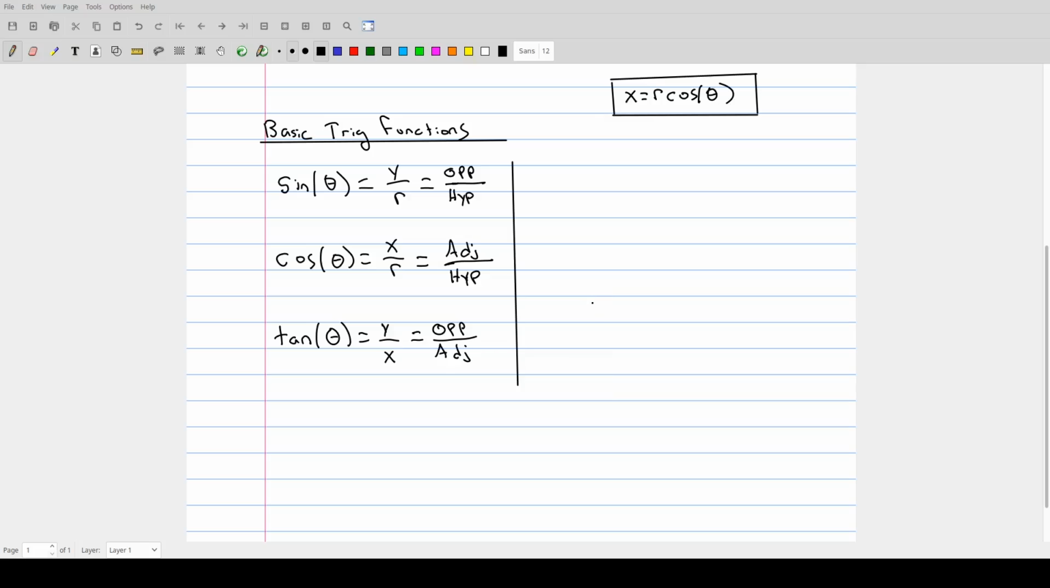And so these are the three very basic trig functions, and we have three that are slightly more complicated, but are also very, very useful. The first one we call cosecant of theta, which is just 1 over sine of theta, or r over y. If you do 1 over y over r, that will simplify to r over y.